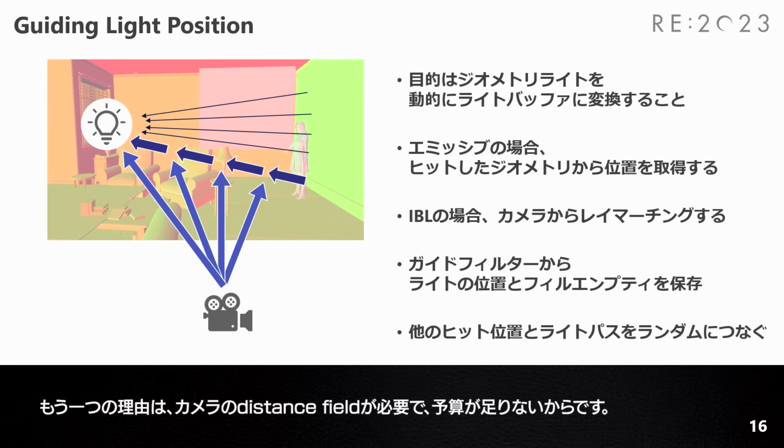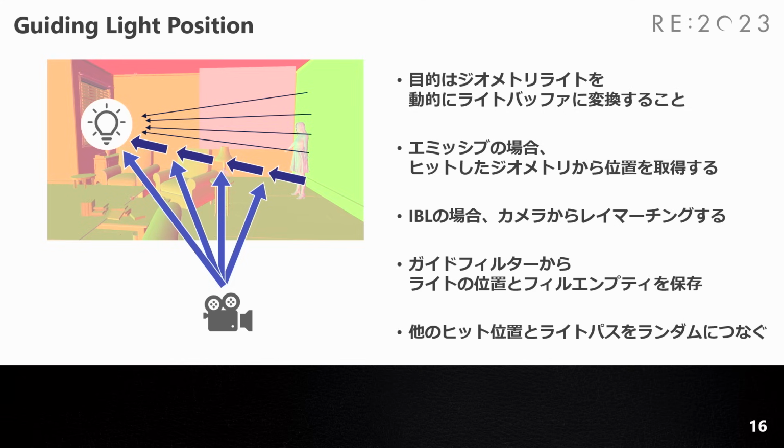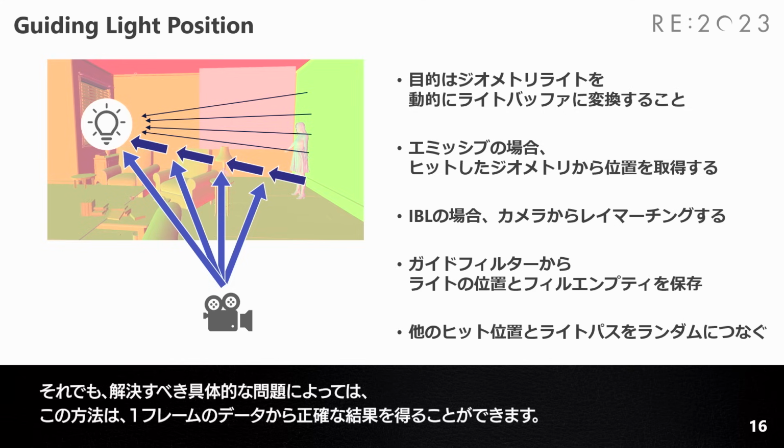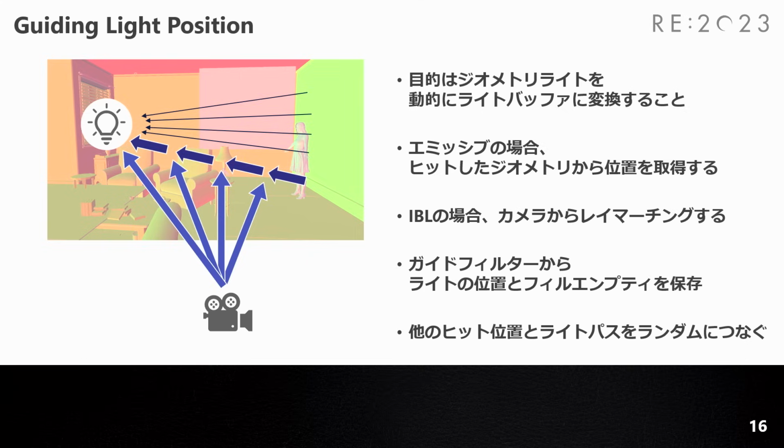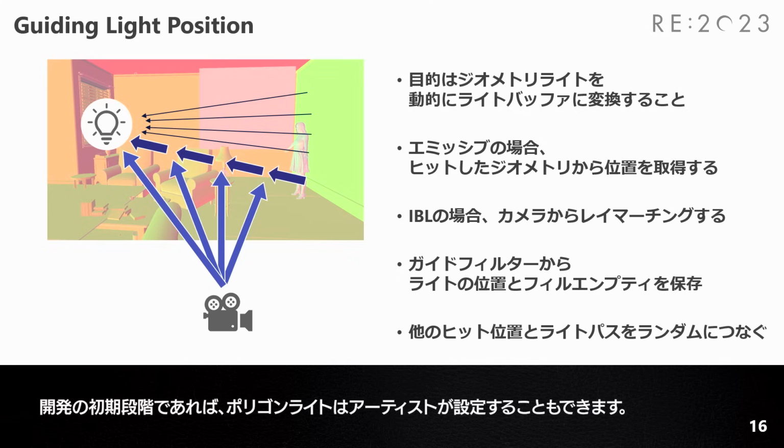Another reason is because the camera distance field is needed and there's not enough budget. Still, depending on the concrete problem you need to solve, this method could give you precise, accelerated results from one-frame data. The objective for this method is to try to build an automatic polygon light system through traced lighted geometries. If the development is in the early stage, polygon light could also be set by the artist.